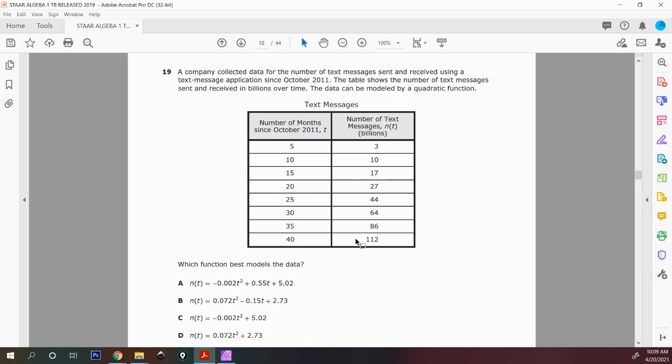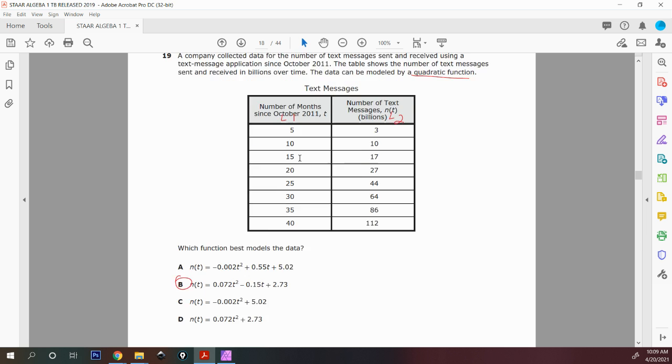All right, 19. I go to stat in the calculator, put this in L1, go over to L2 and put this in. And then you can press stat again, then go over to calc and tell it quadratic, because it says quadratic, and it will give you the answer. It'll write the equation for you. Correct answer to number 19 is B.